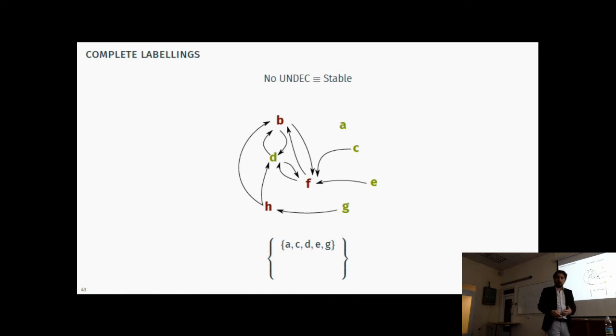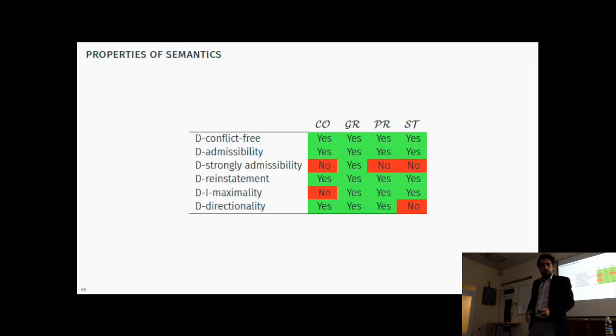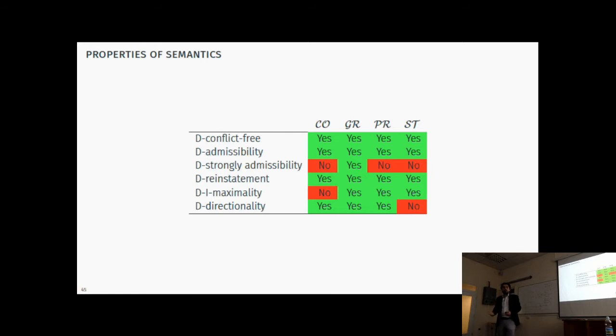And if you enforce that you don't want undecided, then you have the stable extension, because it means that no argument can be undecided. Either an argument is in or out, because all the arguments must otherwise be attacked by your extension. And the preferred semantics is the maximum in argument, essentially.